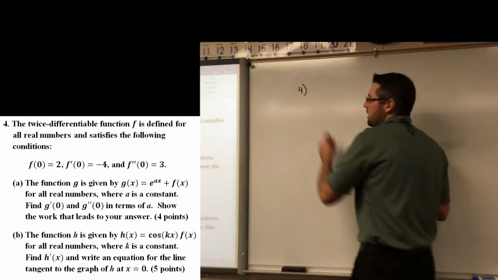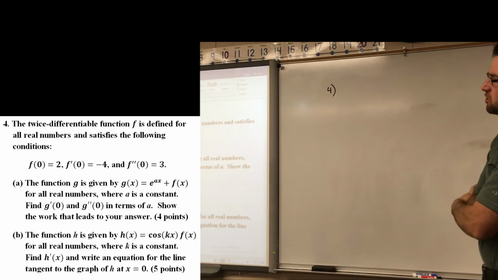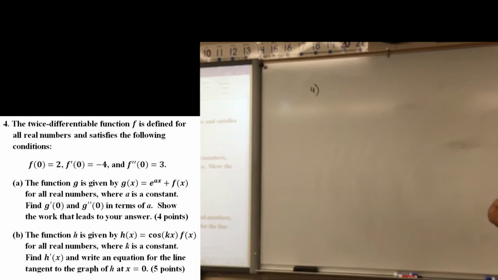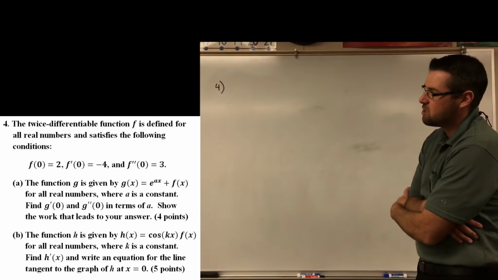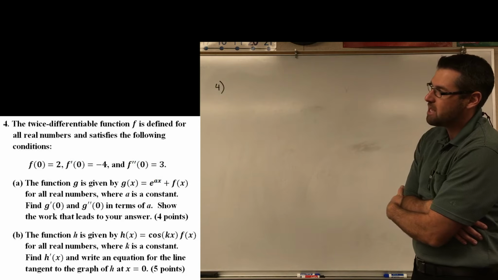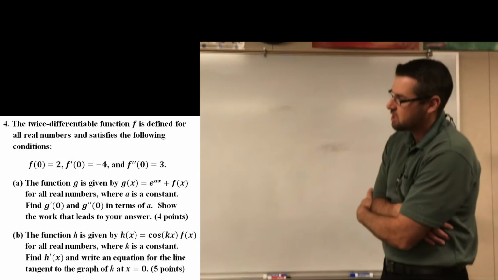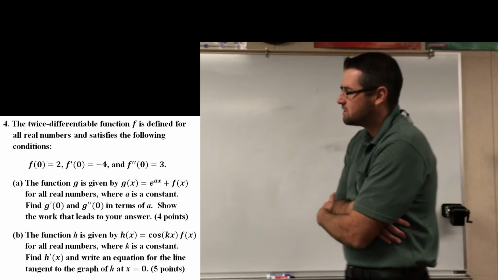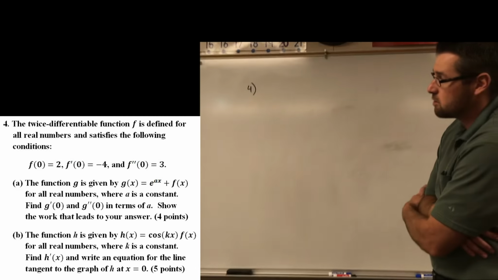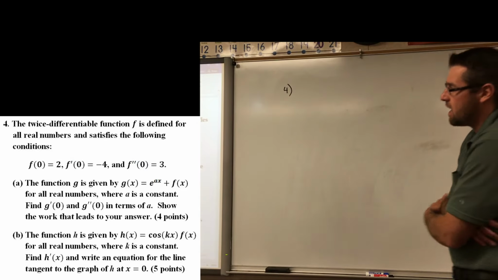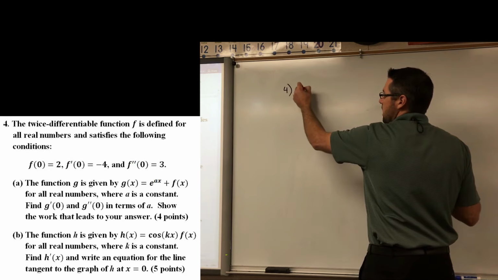Number 4 then. Twice differentiable function f is defined for all real numbers and satisfies the following conditions. F of 0 equals 2, f prime of 0 equals -4, and f double prime of 0 equals 3. When I read that, I'm thinking it's probably going to have something to do with the tangent line and linearization. I haven't looked at this in over a year, so we'll see what happens.